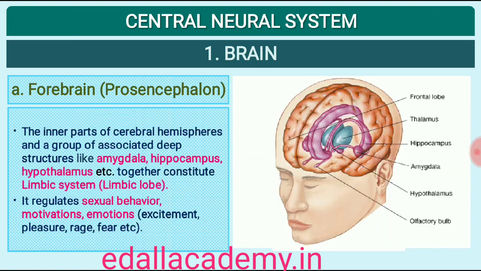The inner parts of cerebral hemispheres and a group of associated deep structures like amygdala, hippocampus, etc., form a complex structure called the limbic lobe or limbic system. Along with the hypothalamus, it is involved in the regulation of sexual behavior, expression of emotional reactions, for example, excitement, pleasure, rage and fear, and motivation.